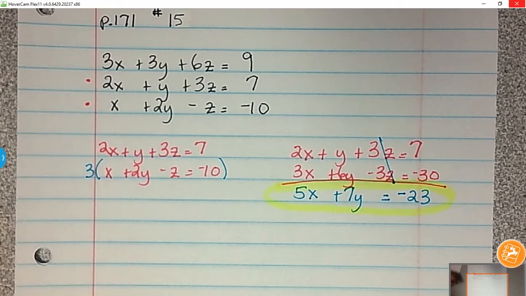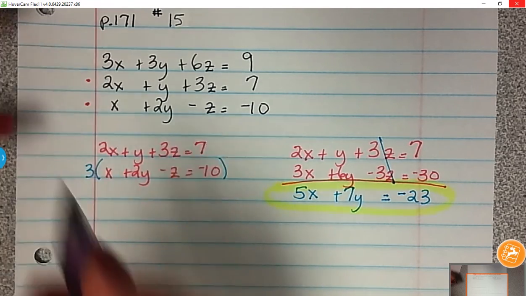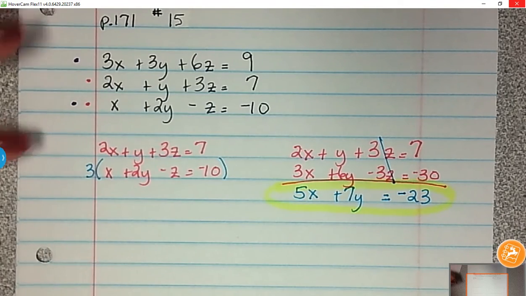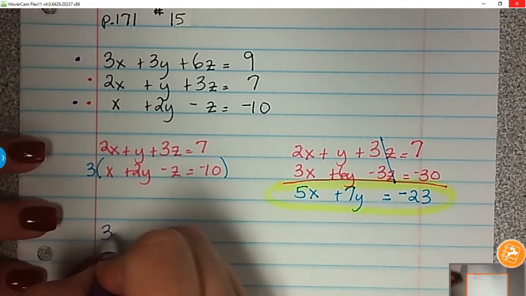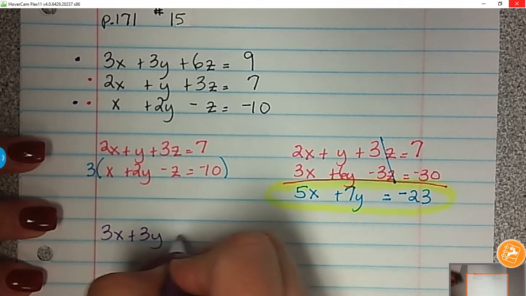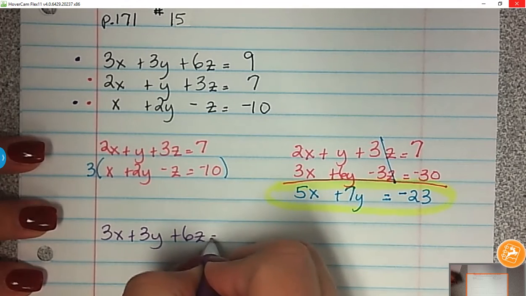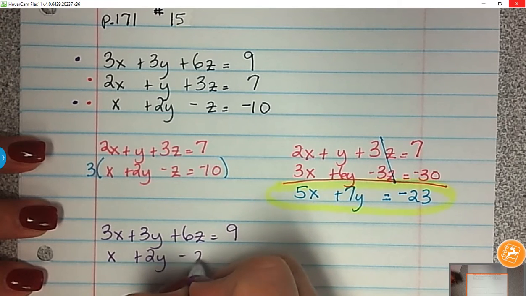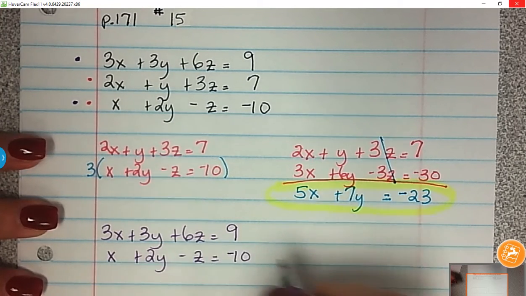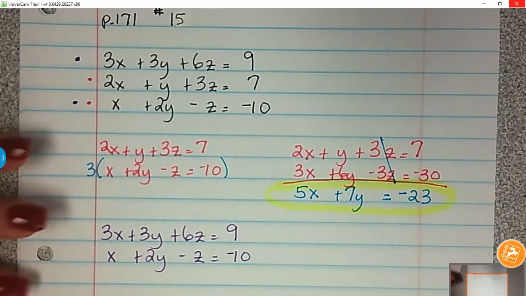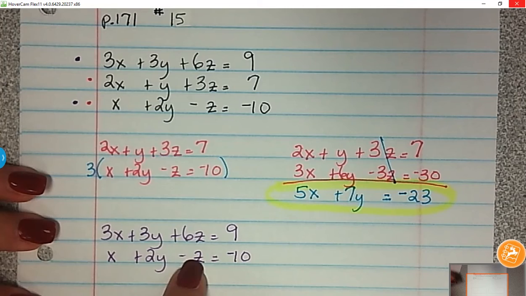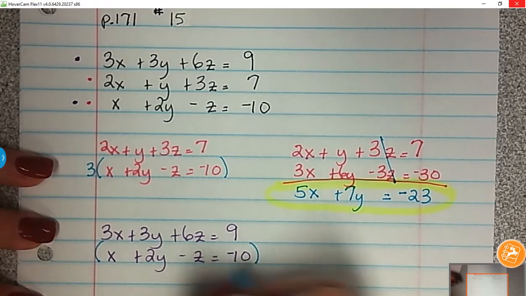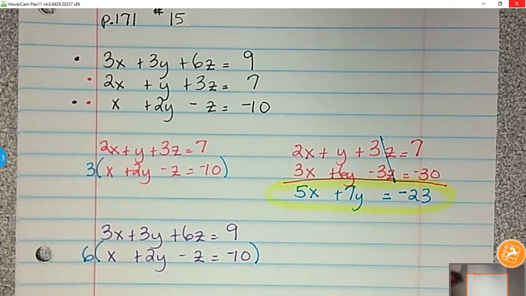Next, I'm going to use the top one and the bottom one to get rid of y. So let me recopy. What I'm going to have to do for this one, so that my z's will cancel again. Since I got rid of z the first time, I've got to get rid of z this time. I'm going to go ahead and multiply this second equation by 6.